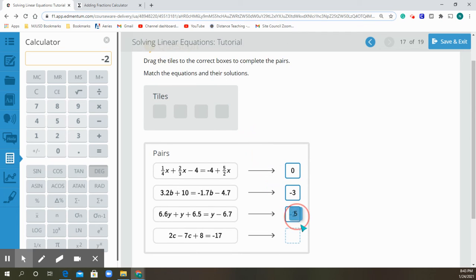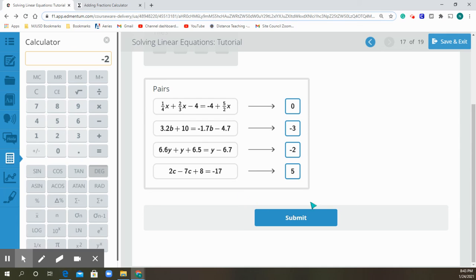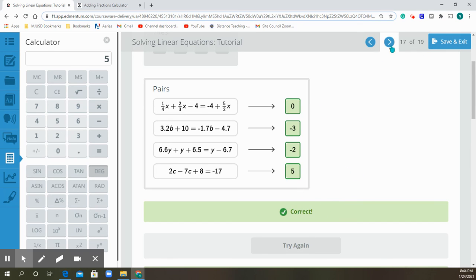Bada bing, bada boom. The last one's going to equal 5. How do I know? Because it's the last one there. But just in case, let's look at it. We're going to put 2c minus 7c. 2 minus 7 is negative 5, so negative 5c. I'm going to get rid of this 8. Minus 17, subtract 8 equals negative 25. I've got to divide negative 25 by negative 5. That equals 5. Bam. Submit. And we got it all correct. Awesome.